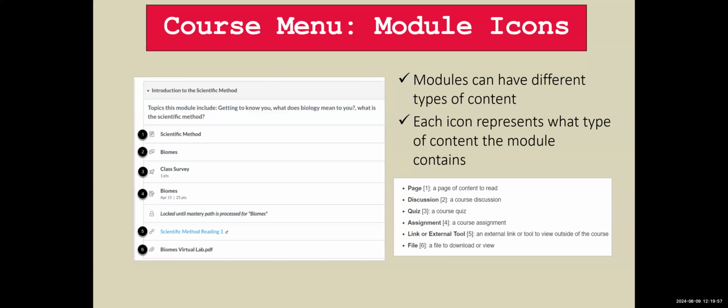Number five has a link. That means it will take you to an external link or tool. And number six is the paper clip. That means there is an attachment you need to view.